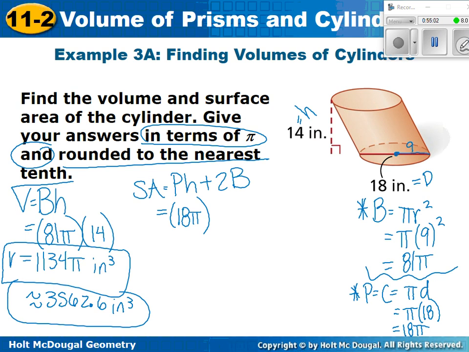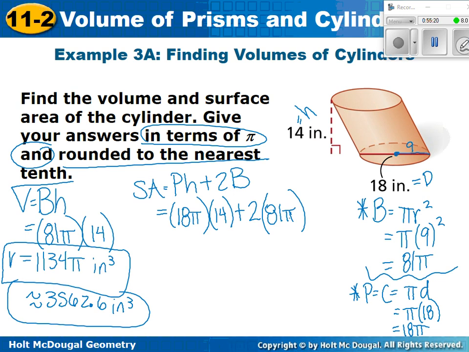14, remember that perpendicular distance, plus 2 times, and what's going in for capital B? 81 pi. And again, if you do that separately over to the side, it's really easy just to plug it in, 81 pi.